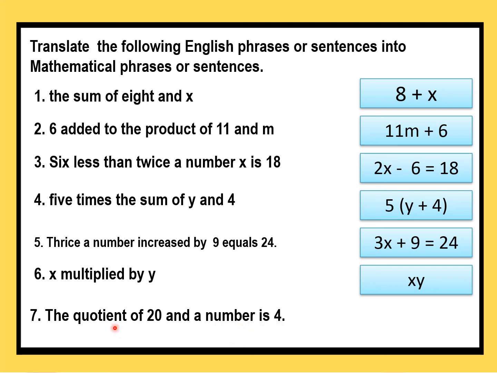Then number 7, the quotient of 20 and the number is 4. So, quotient ang keyword. So, ibig sabihin divide. So, 20 divided by yung number na ginamit, x ang ginamit natin para i-represent ang number. So, 20 divided by x is equal to 4. So, ang number 3, number 5, at number 7 ay mathematical sentences. Then, number 1, number 2, number 4, at number 6 ay mathematical phrases.